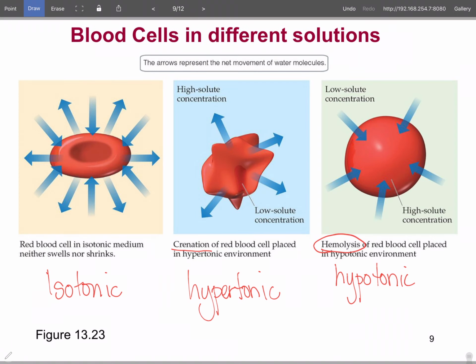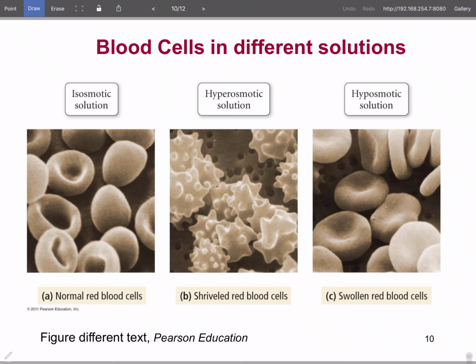Now, this is a text from the previous Pearson edition, and I like this one because you can actually get a better picture of the blood cells, what they actually look like. This is crenation, and this is hemolysis, where they're swelling and they're going to blow up.